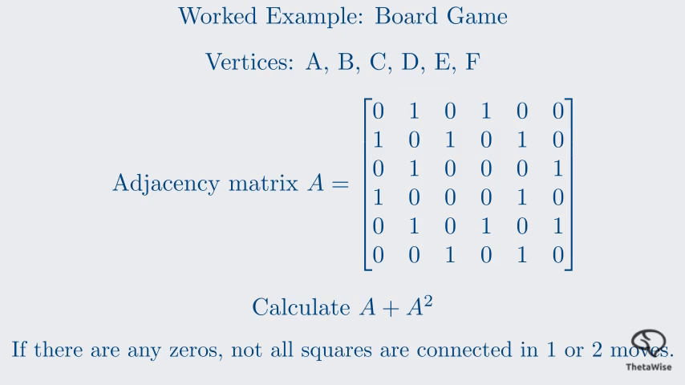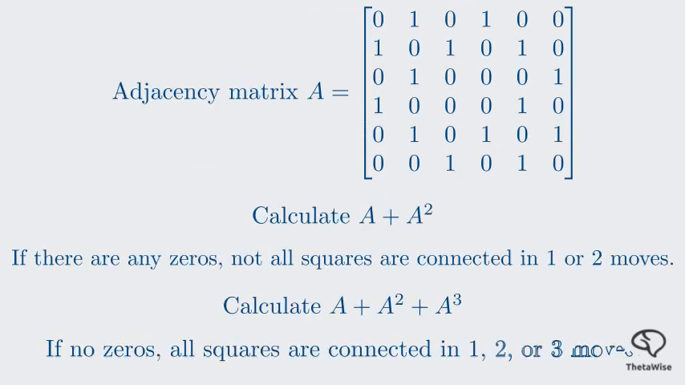What about at most 3 moves? For this, we need A plus A squared plus A cubed. After calculating this sum, we find that every single entry in the matrix is non-zero. This indicates that a counter can travel from any square to any other square in at most 3 moves. This shows how we can use matrix operations to answer complex questions about network reachability.